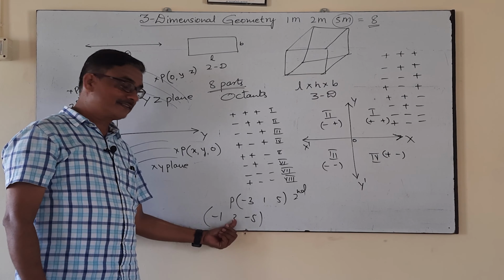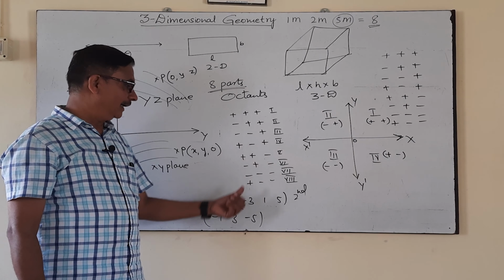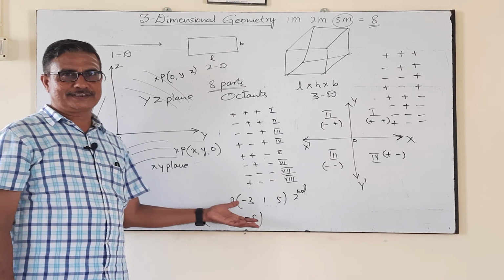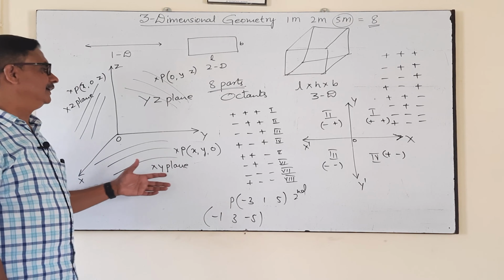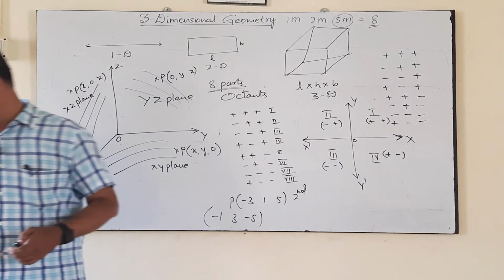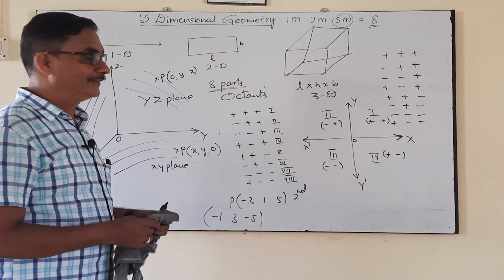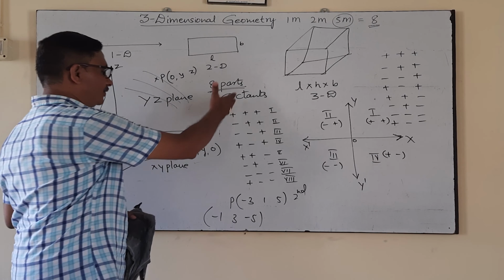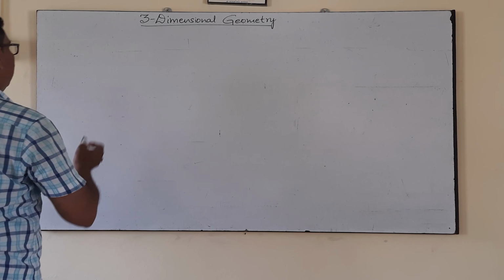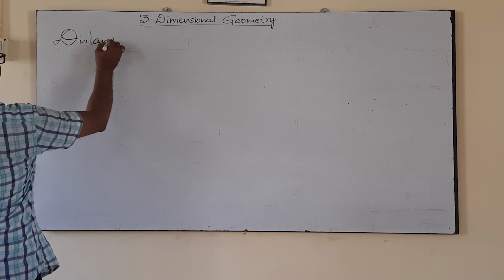Minus sign, plus sign, minus sign. Look where it is: minus, plus, minus lies in which octant? Sixth octant. Clear, students? So remember, these 3 axes are divided into 8 octants, 8 parts, known as octants. These are the signs of the octants. Okay, next result, most important result, that is the distance formula.